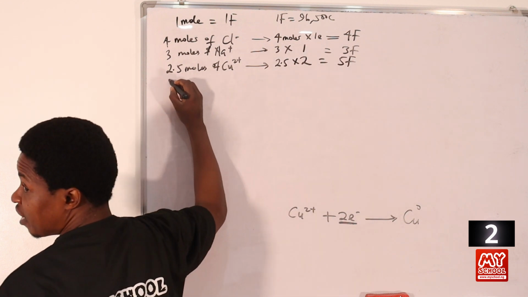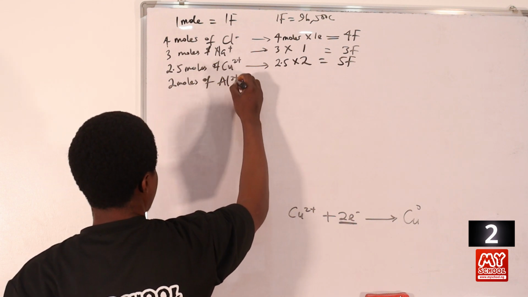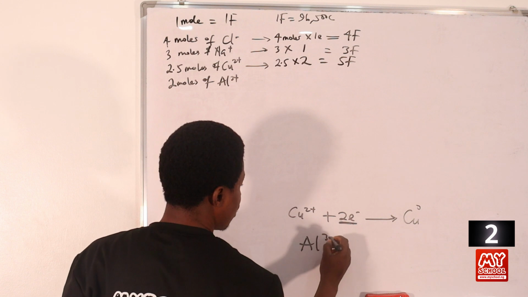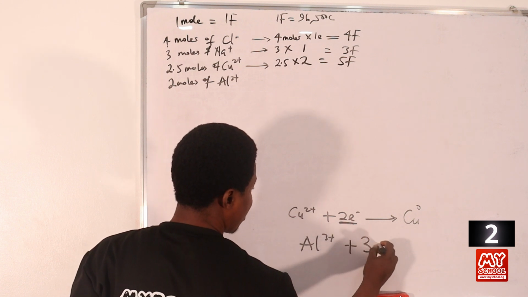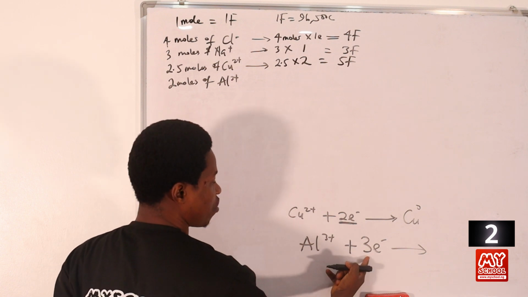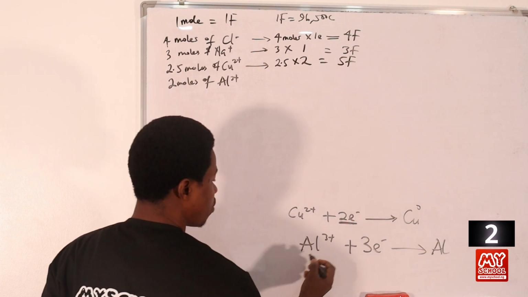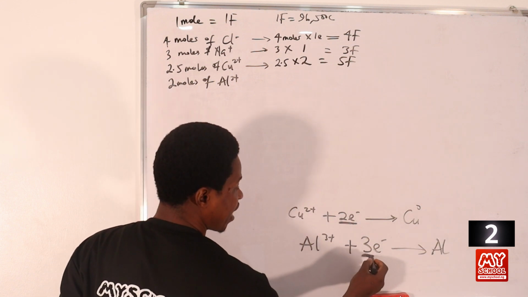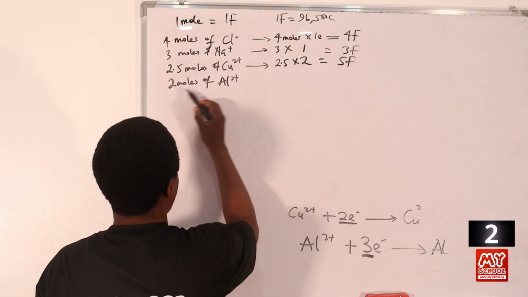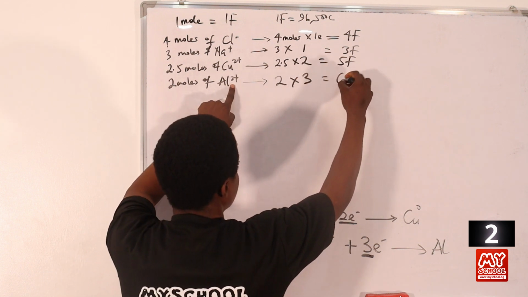The last option is 2 moles of aluminium. Don't forget, aluminium becomes reduced by gaining 3 electrons. Once it gains 3 electrons, it becomes aluminium metal. So the number of electrons involved is 3, just like we have it here. So we multiply 2 by the 3 electrons, and we have 6 Faraday.